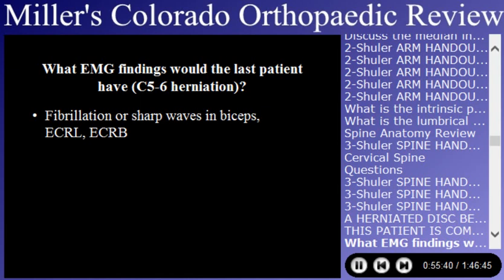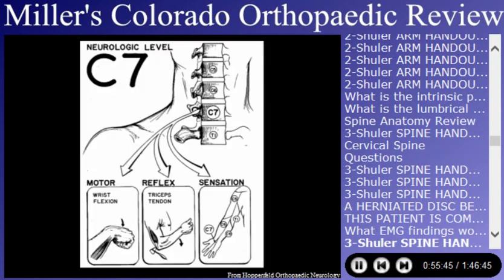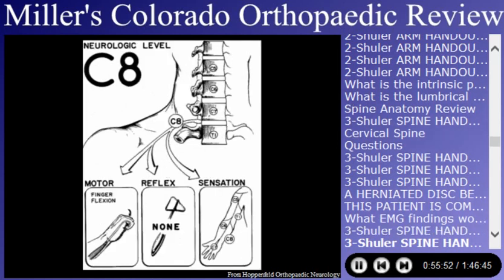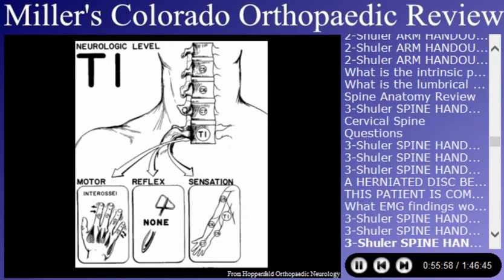What would that person have? Biceps, ECRL, ECRB, fibrillation, sharp waves. C6, wrist extension, triceps reflex, sensation shown, middle finger. C8, finger extension, reflex none, sensation is shown. T1 interossei with no reflex. Sensation is shown.